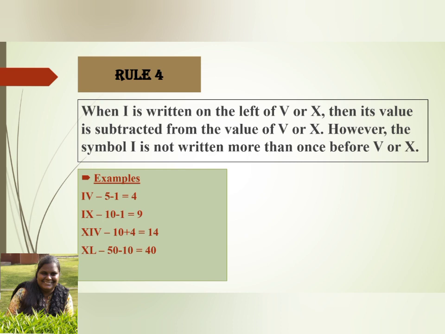Similarly, like I, even X can be written only one time before L or any other number. See here, XC, that is 100 minus 10 is equal to 90. So we have learned the 4 rules. I hope that you would have understood it very clearly, students. Let's do a small exercise so that we can revise the chapter and it will be helpful for us too. So let's move to the exercise.